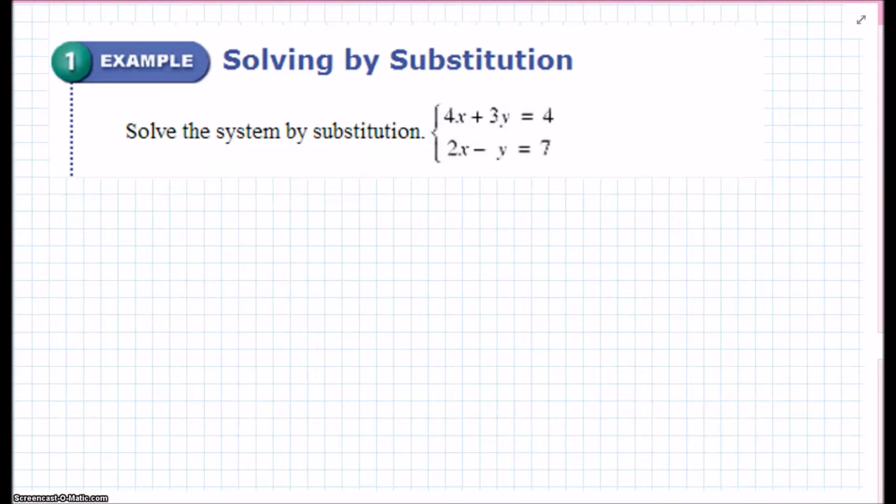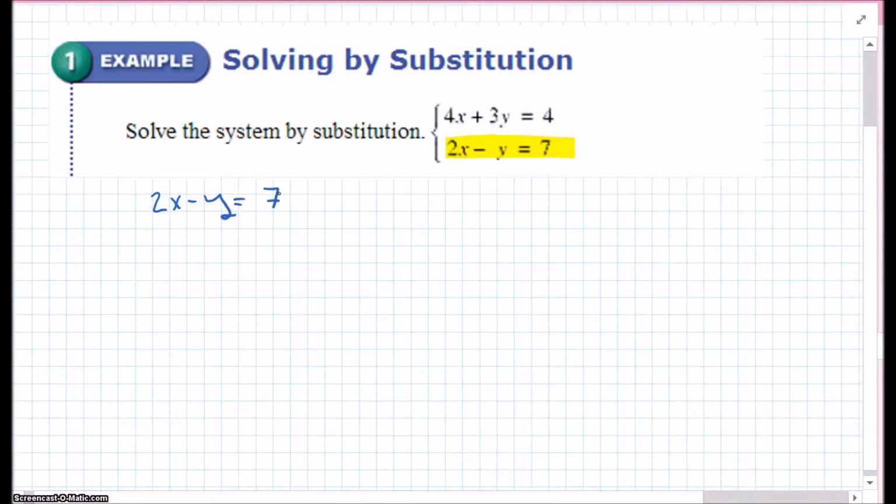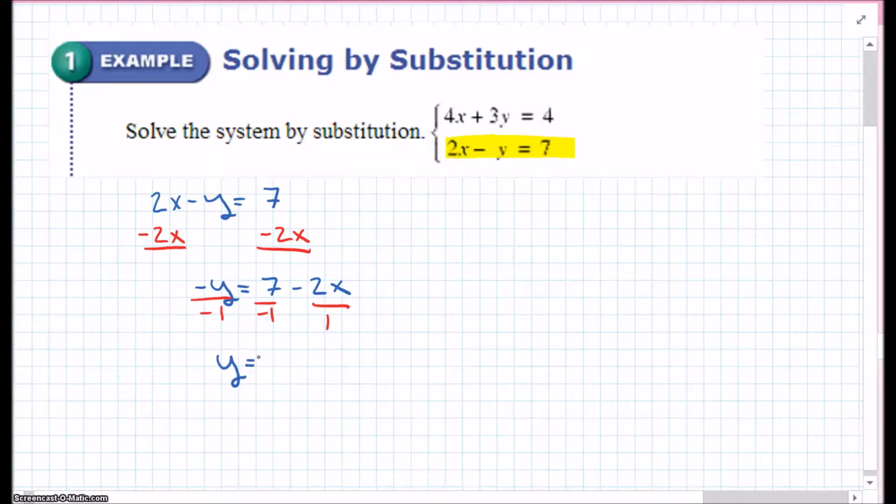To substitute means we're trying to find a variable to solve by itself. So I'm going to take this first one because I already see y is kind of by itself. Let's take that first equation and rewrite it over here. So I got 2x minus y equals 7. Let's subtract 2x from each side. I'm going to get negative y equals 7 minus 2x. Now, divide by negative 1 on everything. We get y equals negative 7 plus 2x. So we've solved for y.